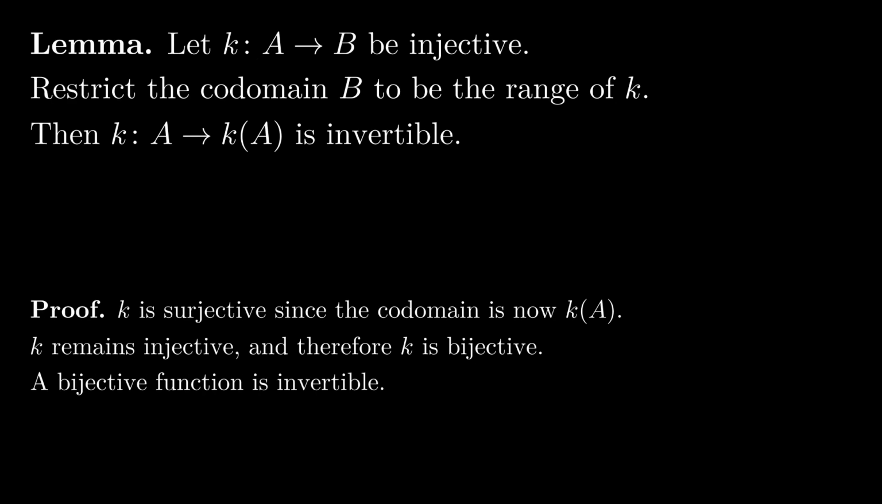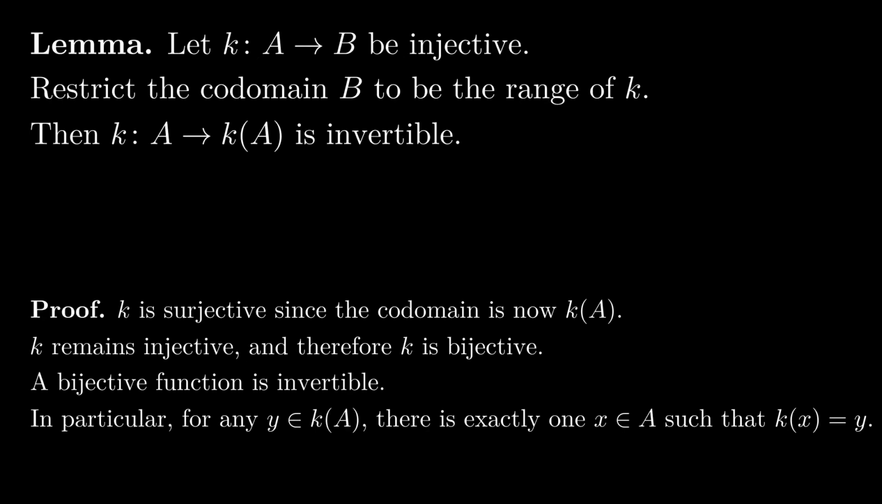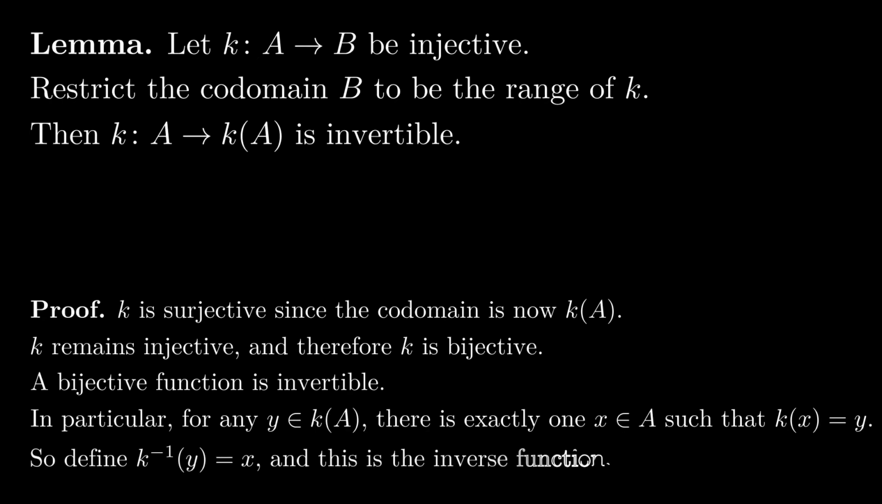A bijective function is invertible, and in particular, for any y in K of A, there is exactly one x such that K of x equals y. This is because, in the first place, K is injective. So let us define K inverse of y to be x, and this is the explicit inverse function of K. One small note: the domain of K inverse is not B, but K of A. All right, we're going to get started on the proof.